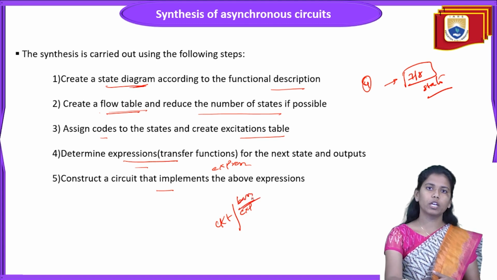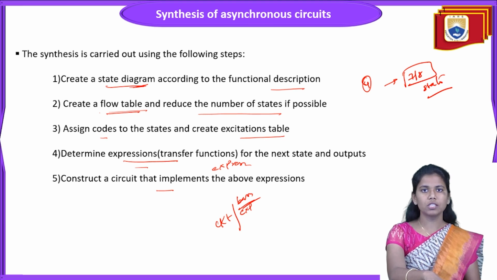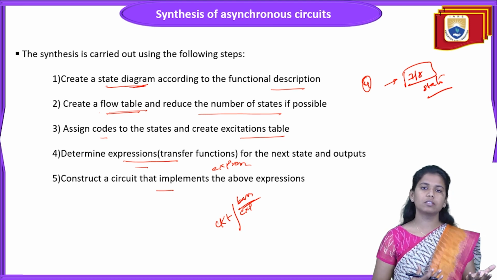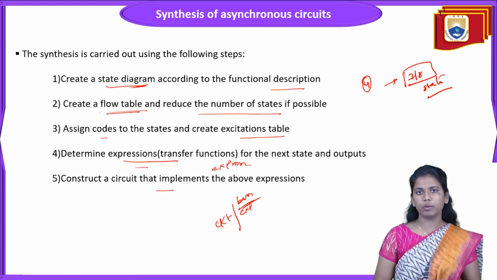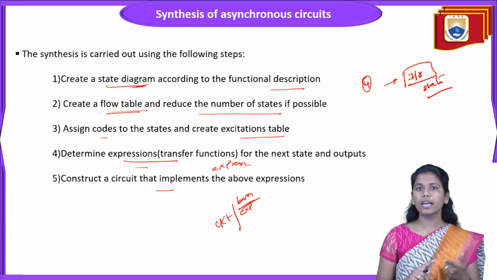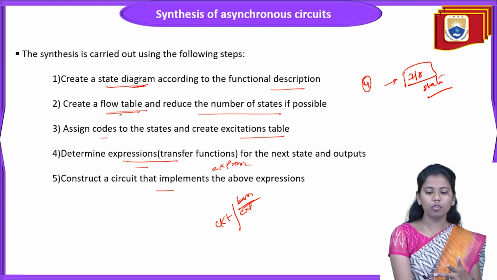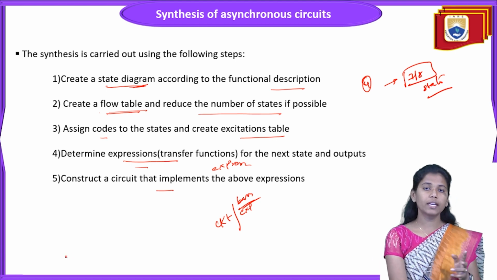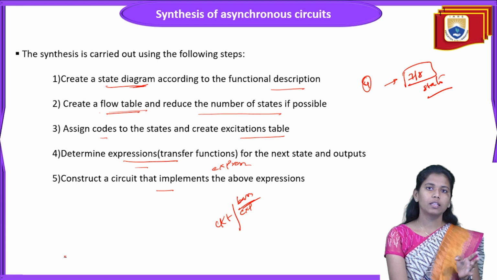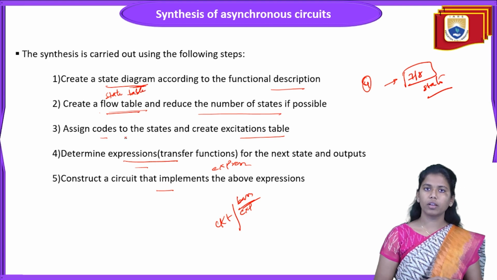So these steps, whatever we are seeing with respect to the synthesis of asynchronous sequential machines, the same steps we have in the synthesis of synchronous sequential machines as well. There also the first and foremost step is creating a state diagram, then reducing the state diagram if it is complicated, and then drawing a flow table or a state table. In other words, in the synthesis of synchronous sequential circuits, instead of a flow table, we draw the state table.